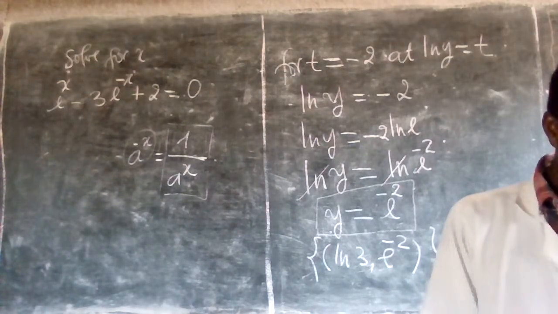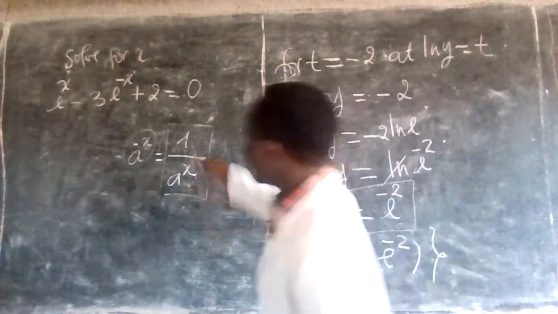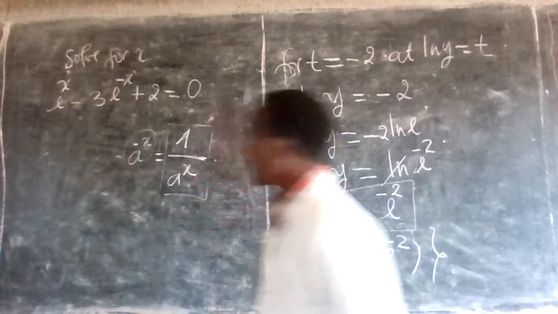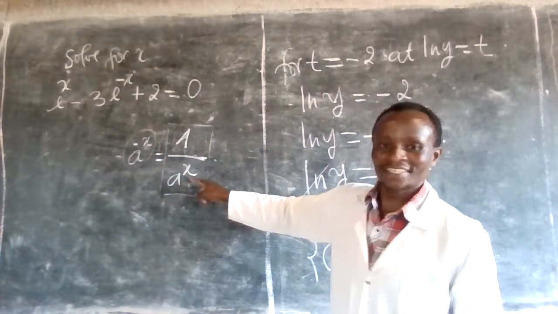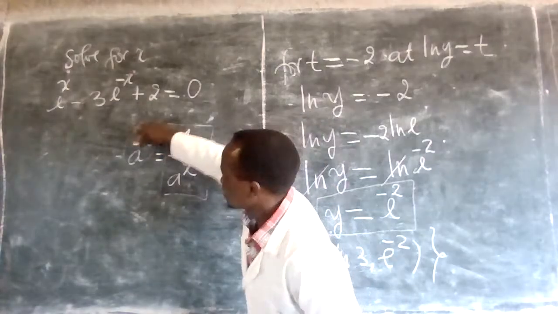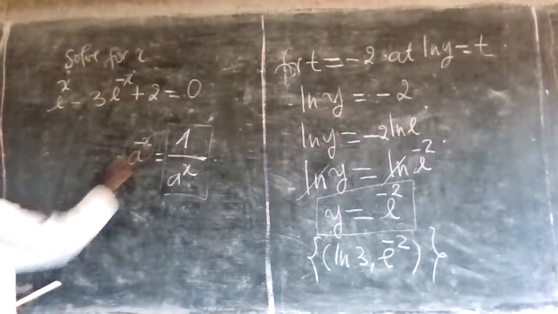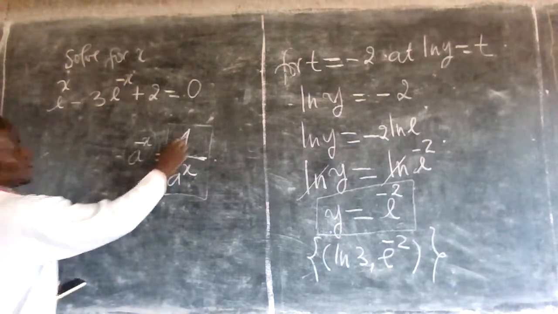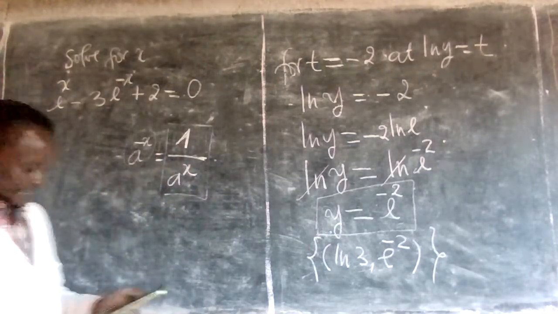It is left side. This is one. You have to change this one into this. It is a power minus, this is minus x. It is equal to 1 over a power x.